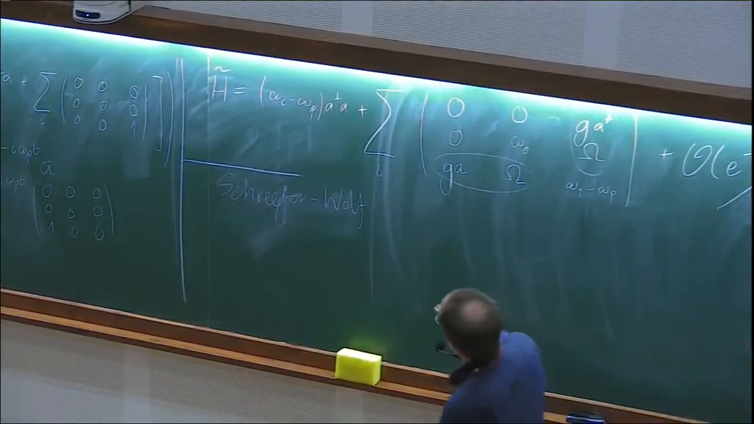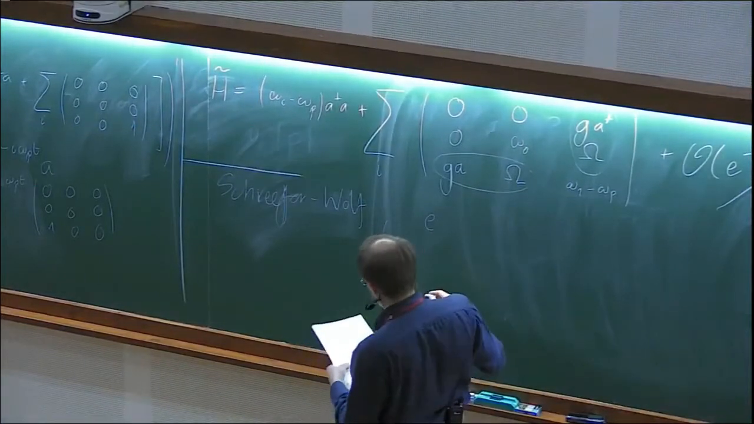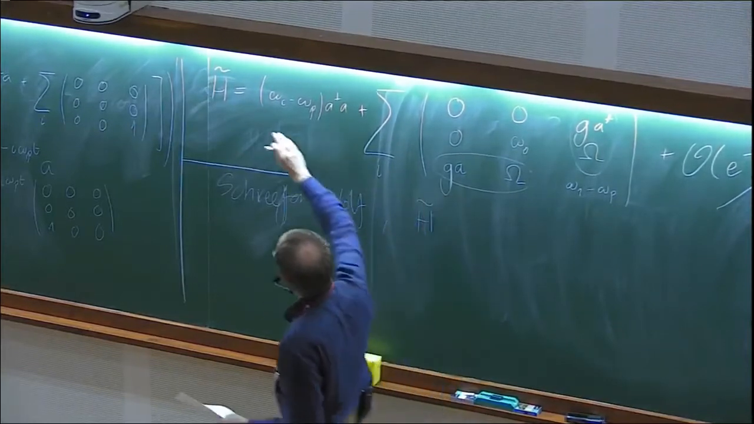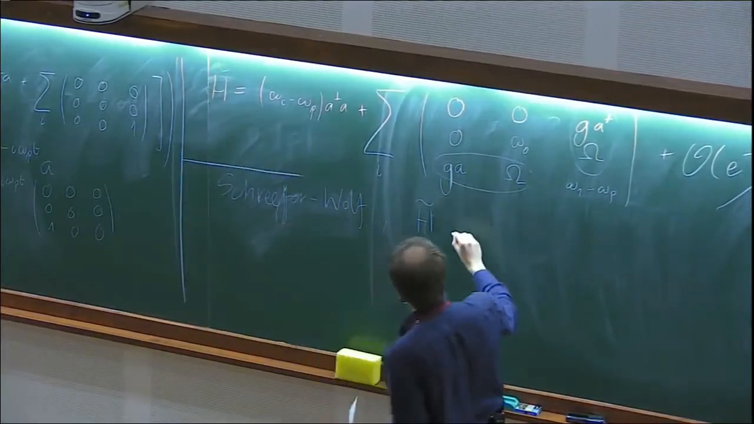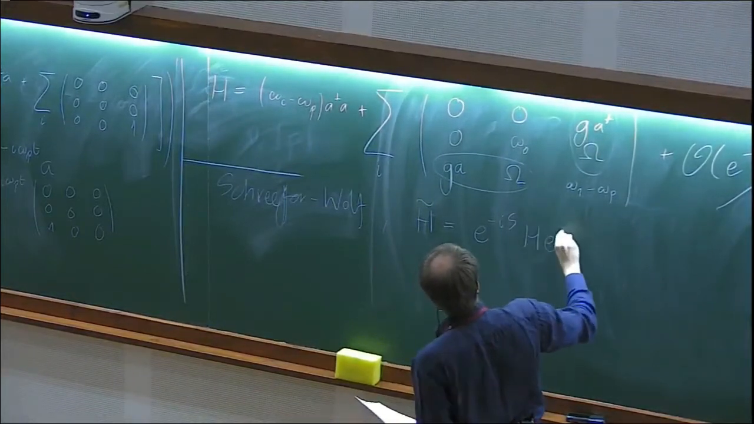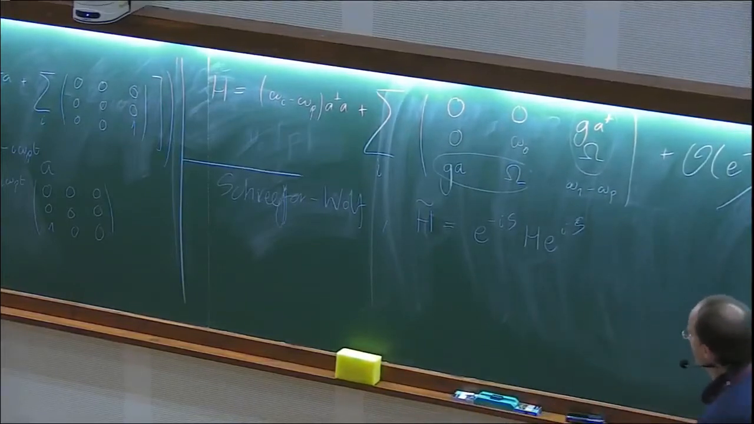And Schrieffer-Wolff is based on saying that if I write a unitary transformation, so let me suppose I don't have tildes there already and say that my new H tilde is e to the minus iS H e to the iS, where S is some Hermitian matrix that generates this transformation.